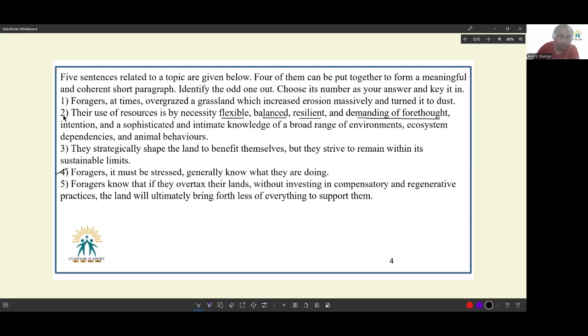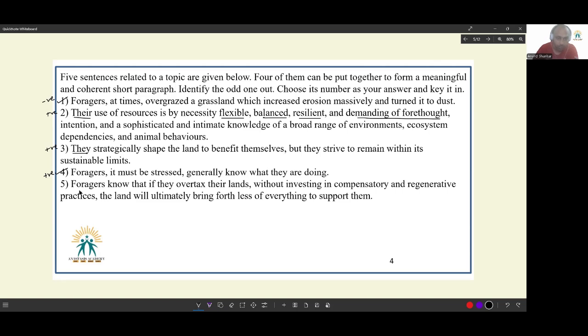Now see statement 4 and statement 1. Statement 4 and statement 1 are diametrically opposite each other. 4 is stating foragers knew what they were doing, and 1 says foragers' actions led to negative outcomes. 2 is positive, 3 is positive, 4 is positive, and 1 is negative. About foragers' activities, 4 is positive. The "they" here, the "there" here, is in reference to foragers. 3 statements here are positive, 1 is negative.